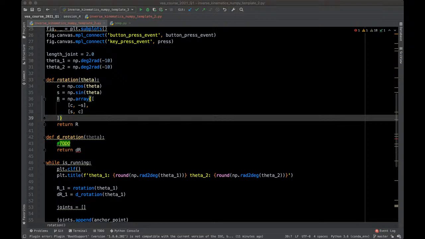I will add the task 4.2. Task 4.2: implement the derivative of the rotation matrix, and we will need to implement just that one function. Not really difficult, hopefully.